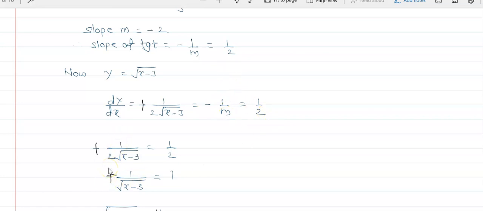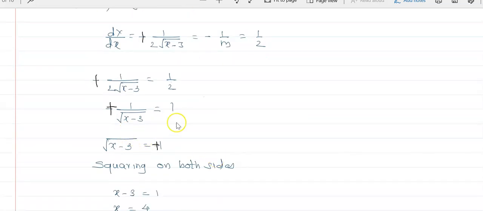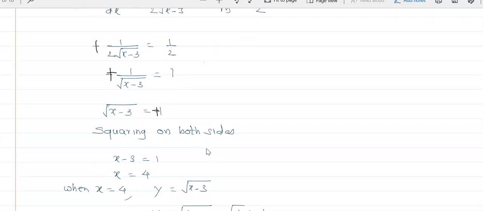Therefore, 1 upon 2 root of x minus 3 is equal to 1 upon 2. These two 2s get cancelled. And after cross multiplication, root of x minus 3 is equal to 1. Now, squaring on both sides, you will get x minus 3 is equal to 1. Therefore, x is equal to 4.